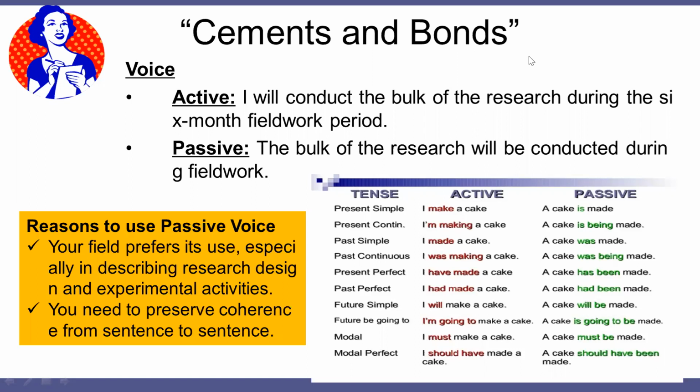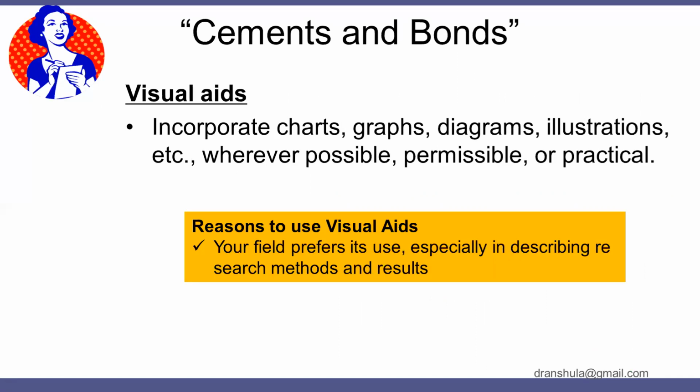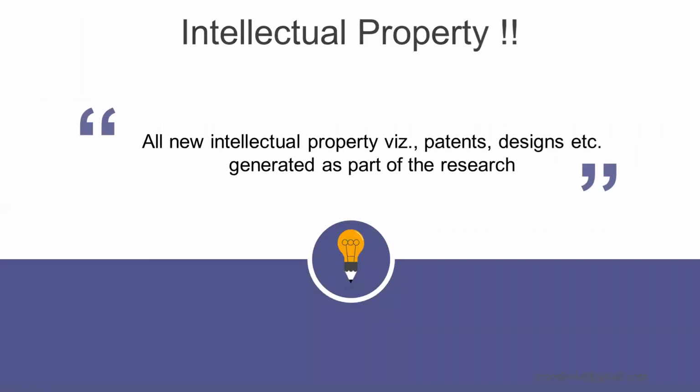Reasons to use passive voice is your field prefers its use, especially in describing research design and experimental activities. You need to preserve coherence from sentence to sentence, and when we use passive voice, it also helps in maintaining that coherence. Visual aids is another aspect. Incorporate charts, graphs, illustrations wherever possible, permissible or practical. Reasons to use visual aids is your field prefers its use, especially in describing research methods and results.